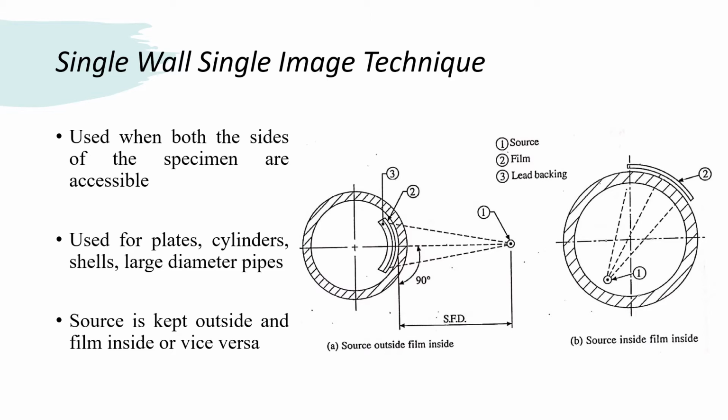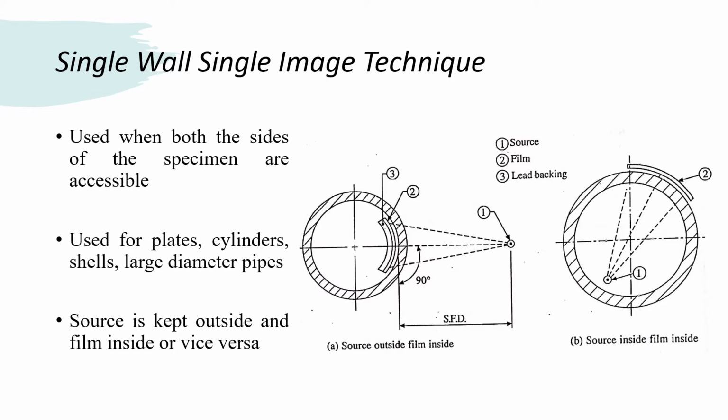This technique is used when both sides of the specimen are accessible. This is used for plates, cylinders, shells, and large diameter pipes. This technique is shown here in the picture. The source is kept outside and the film inside, or vice versa. The weld is exposed part by part.